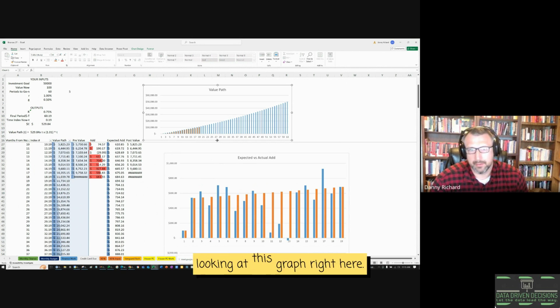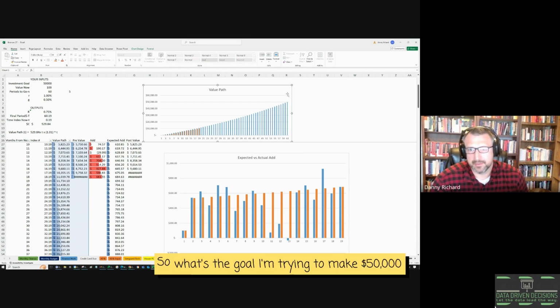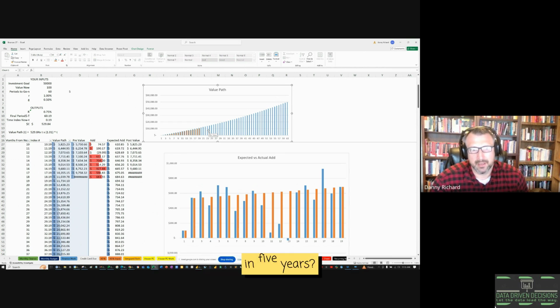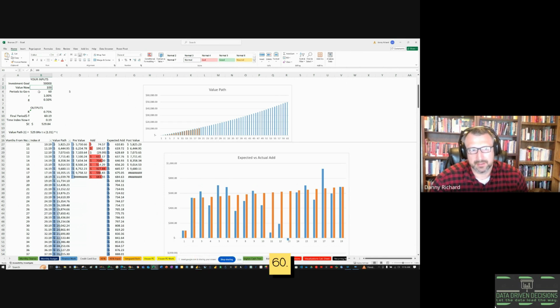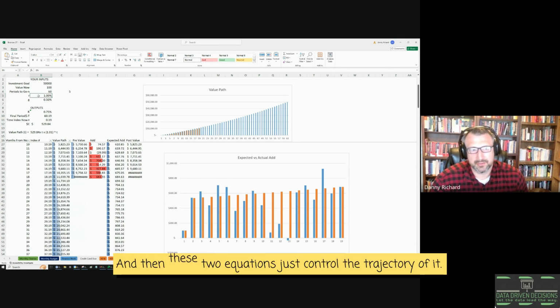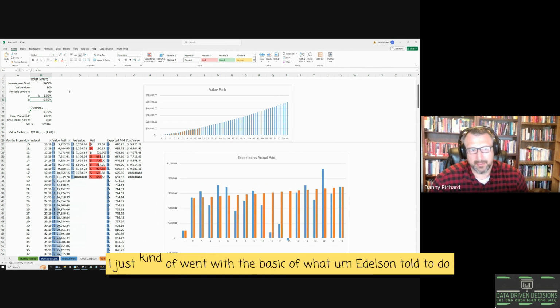Looking at this graph right here, this is the value path. So what's the goal? I'm trying to make $50,000 in 5 years. So investment goal, 50,000. What's the value of the account at the start? Just $100. How many periods or months? 60. So that's 5 years. And then these two equations just control the trajectory of it. I just went with the basics of what Edleson told to do, and it turns into this value path.